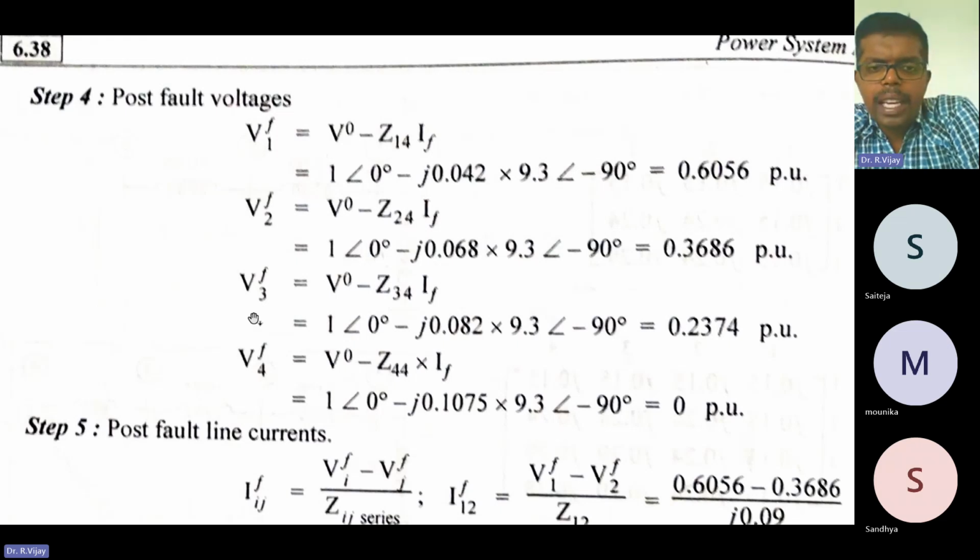Similarly, V3F is 1 at the angle of 0 degrees minus Z34 from that matrix, and IF is 9.3 at the angle of minus 90 degrees. You'll get the answer as 0.2374 per unit. Similarly, V4F: just substitute it and you get the answer as 0 per unit.